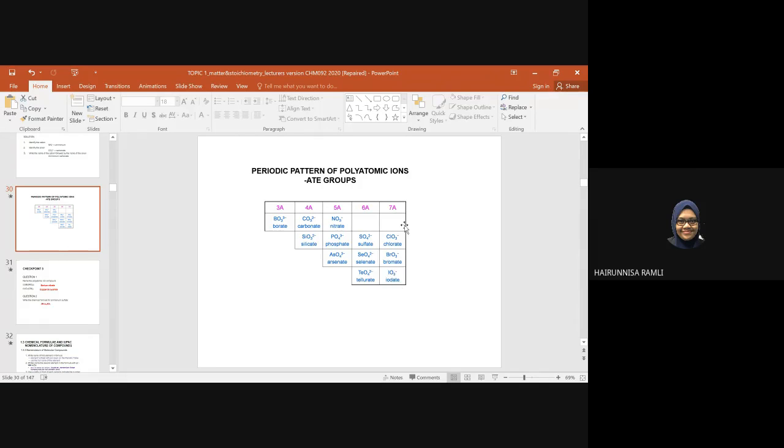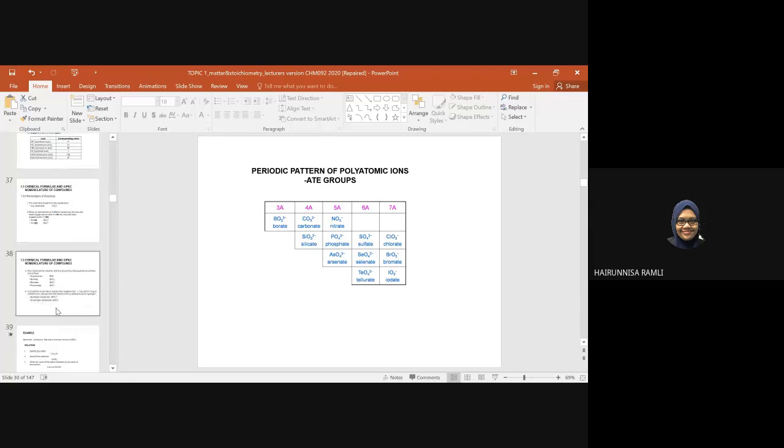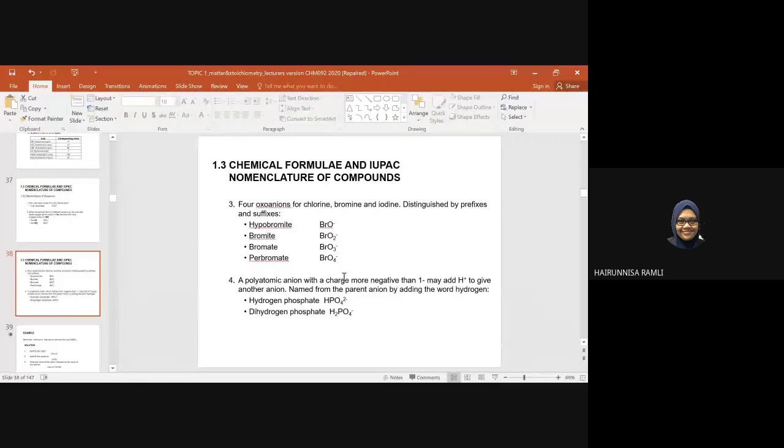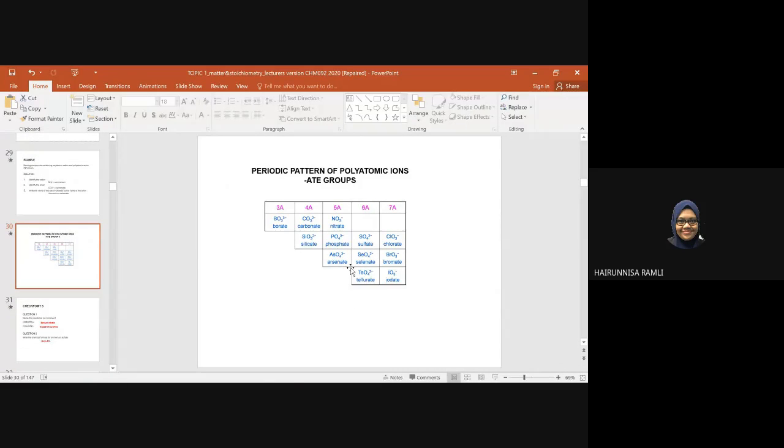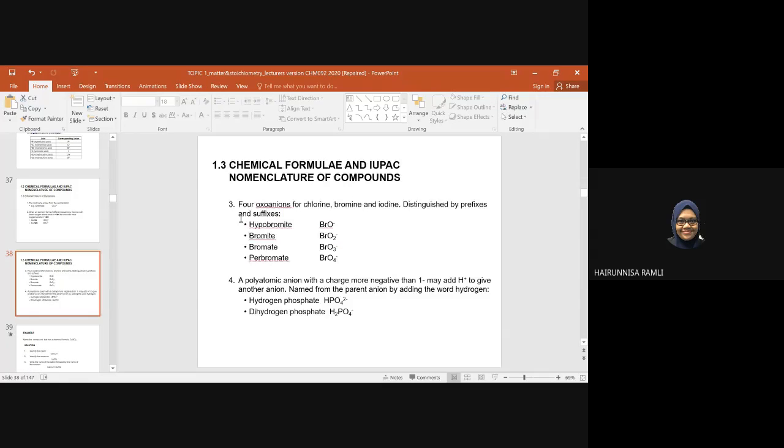So basically for group 7A, bila you kurang oksigen with the same charge, same charge or different charge? Same charge. Negative one semua eh. So okay, bila you kurang oksigen with the same charge, negative one juga, then is ITE. And then you kurangkan lagi, dia jadi hypo-ITE: hypobromite, hypochlorite, hypoiodite. Okay. So itu cara untuk menyenangkan lah untuk you hafal, sebab memang benda ni kena ingat kan. So cara senang, saya memang guna rules yang macam tu lah.